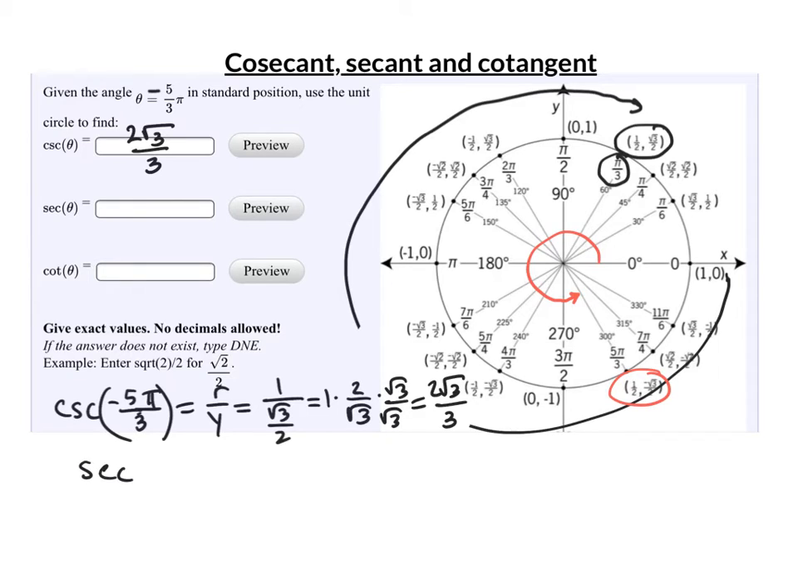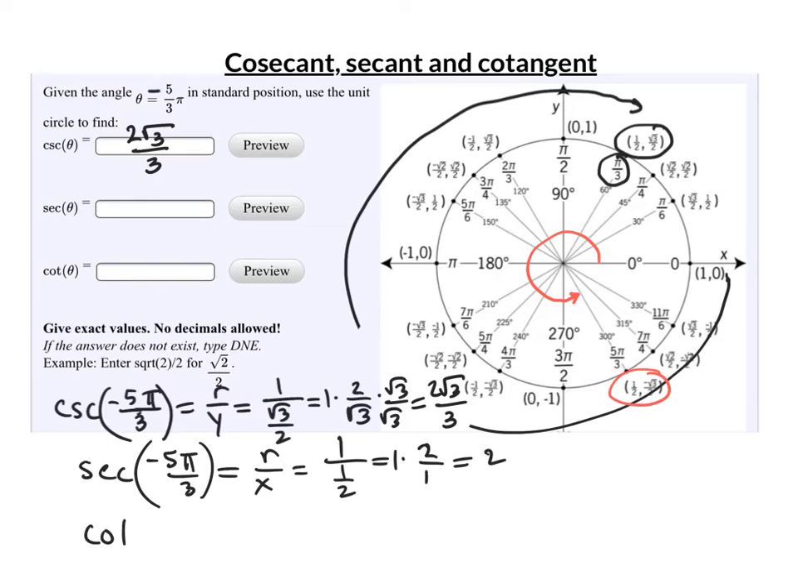The secant of negative 5 pi over 3. Secant is the reciprocal of cosine, so it's r over x. R is 1, x is 1/2, so that's 1 times the reciprocal. That ends up being 2.